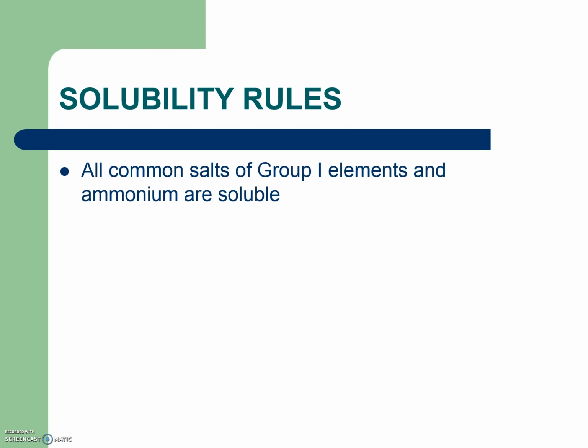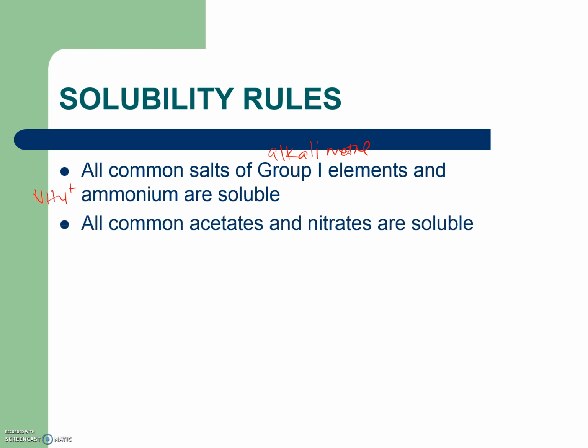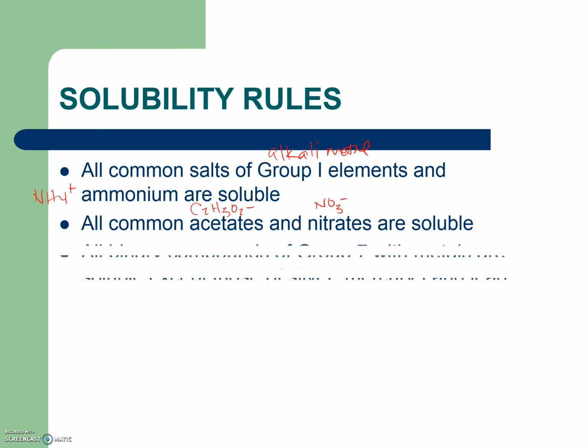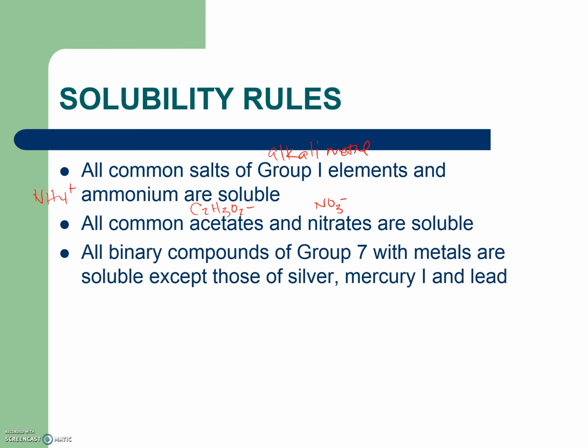All common salts of group 1 elements, so our alkali metals, and ammonium, NH4+, are soluble. All common acetates and nitrates are soluble. All binary compounds of group 7, this is our chlorine, bromine, and iodine, with metals, are soluble except for those of silver, lead, or mercury.